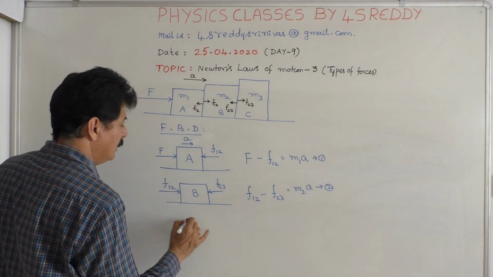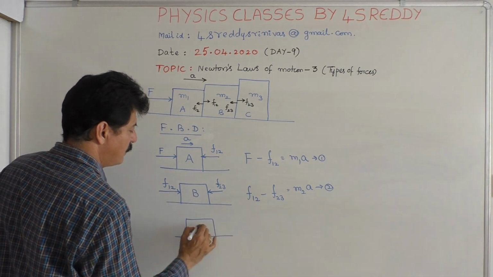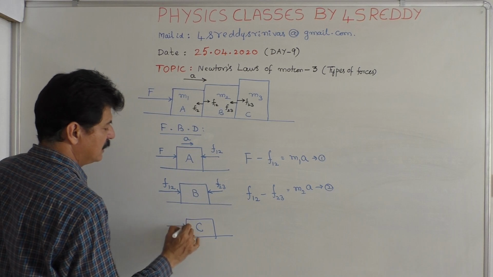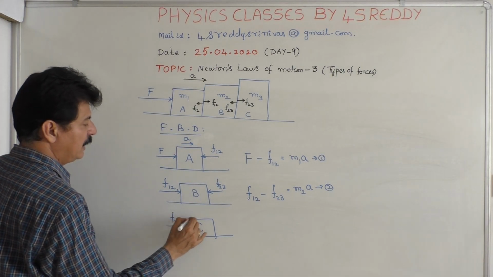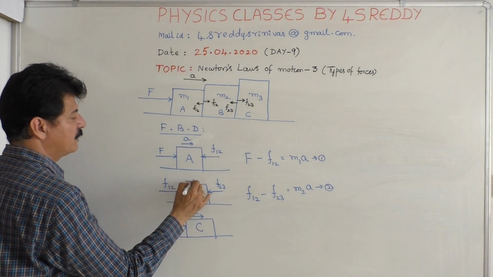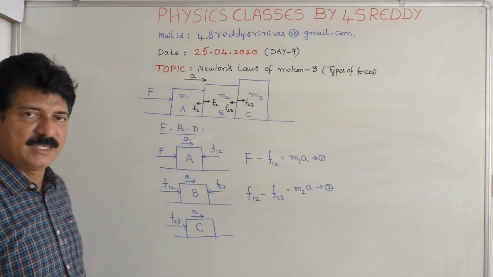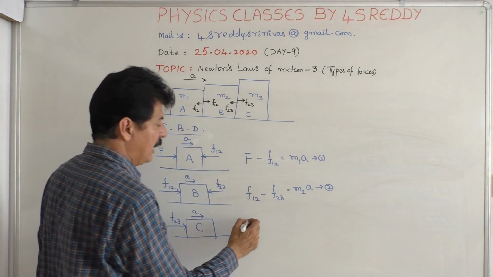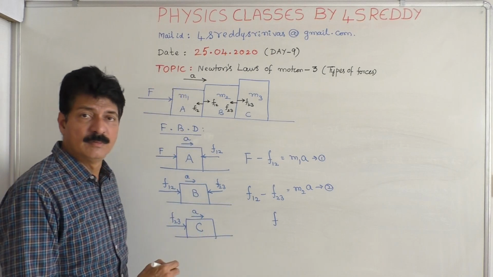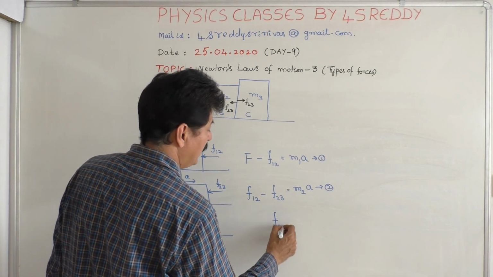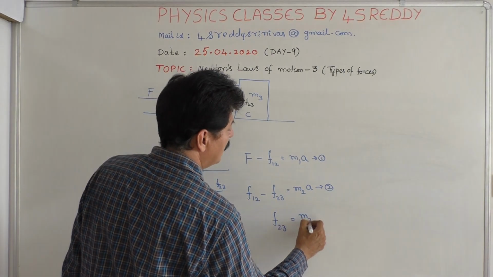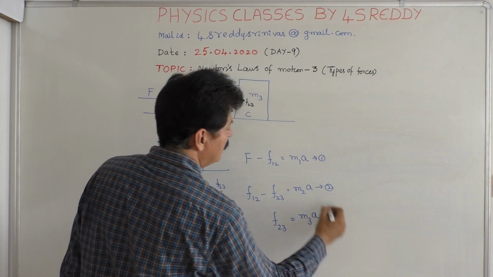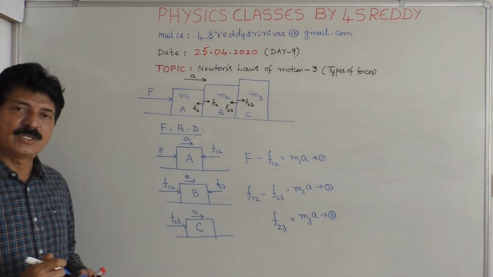And the third one is, see, this is F23. This also has an acceleration, because all are in contact, they must have the same acceleration. And this is F23, which is equal to M3A. So these are the three equations we got.